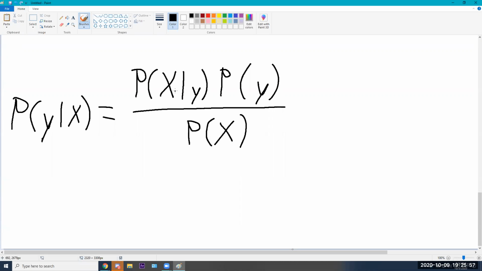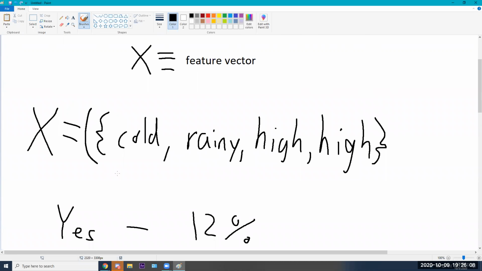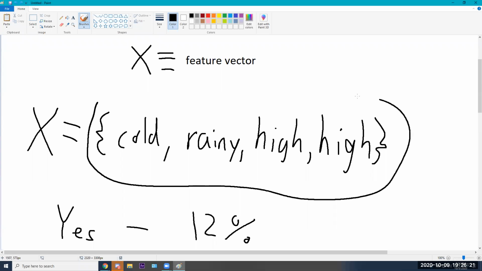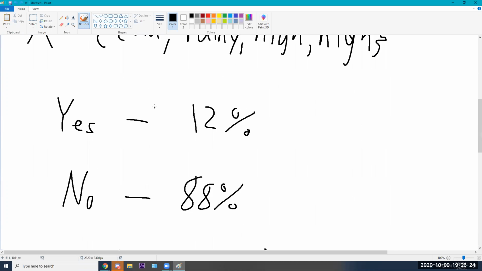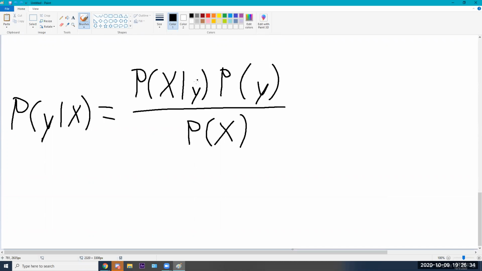So how would you be able to find the probability of a specific vector if it's not in the data set? Say this is our specific vector: cold, rainy, high humidity, high wind. If there are no specific samples in your data set which have this exact feature vector, then you won't know what the actual final probability is, because you never see it in your actual data set. And so this is where the naive of the naive Bayes comes in.